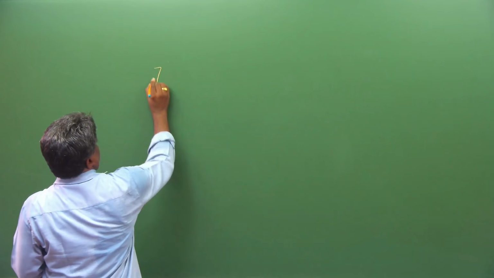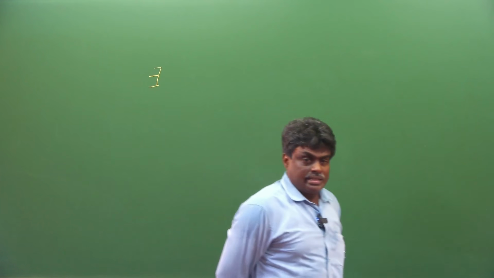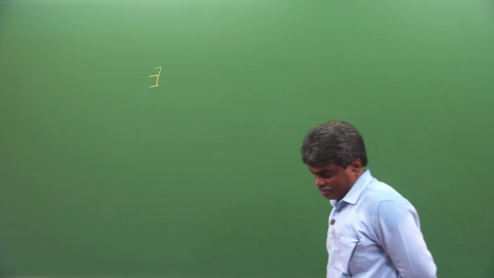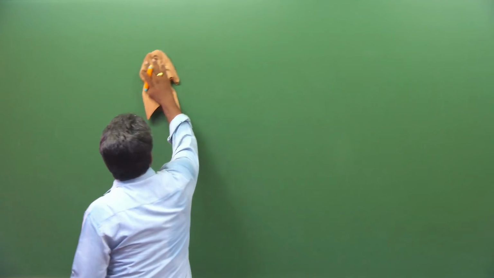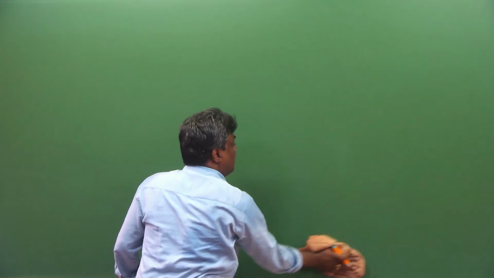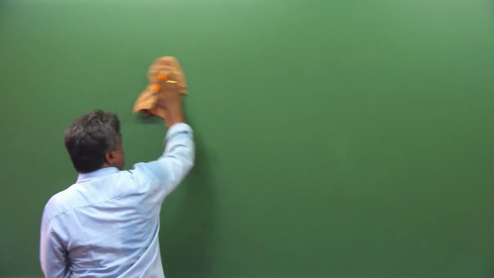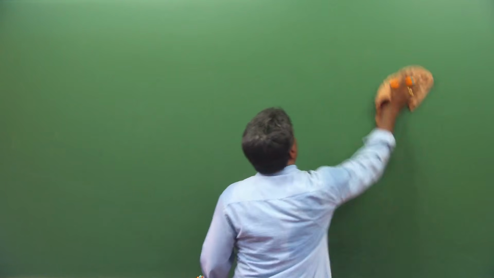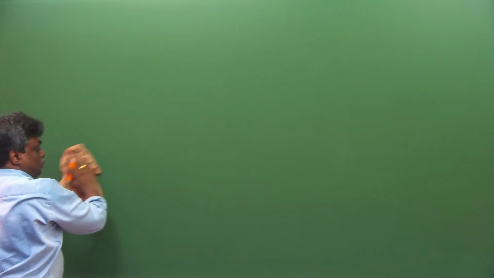Second point, there exists, you can write like this, this is the symbol for there exists, a threshold frequency below which the photoelectric effect cannot take place.